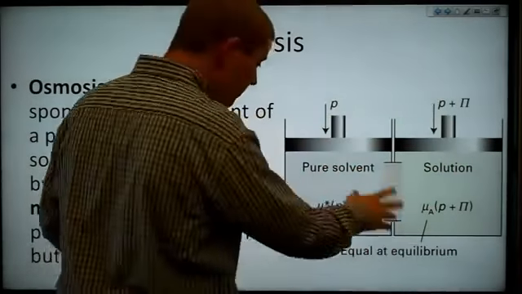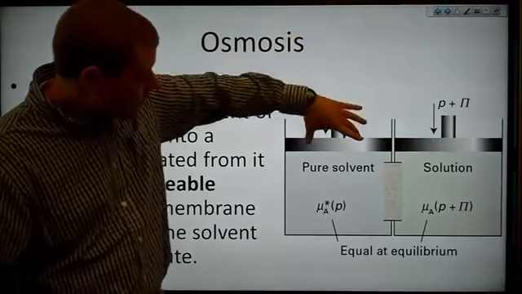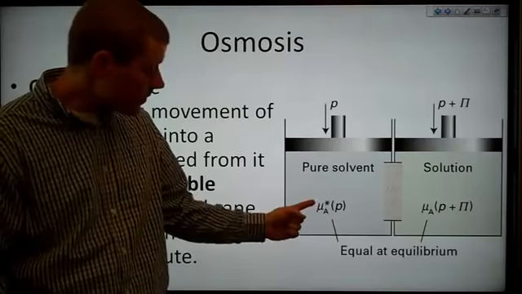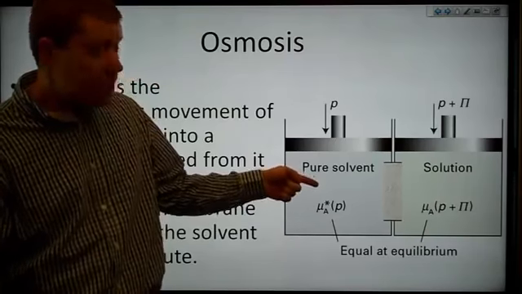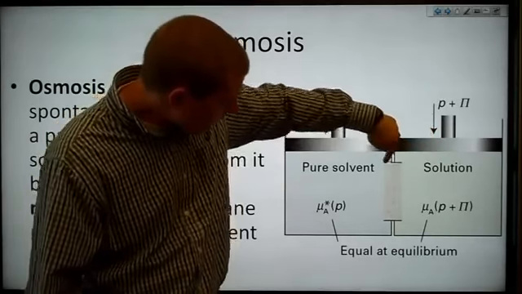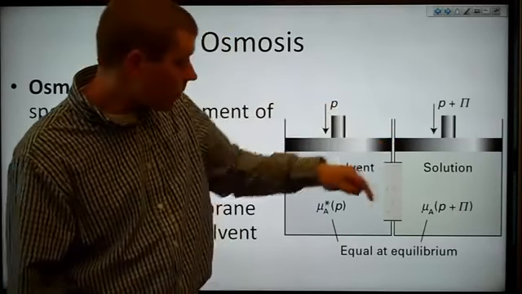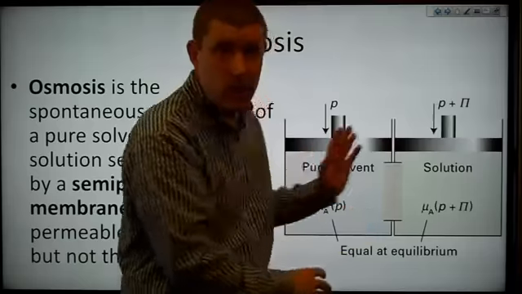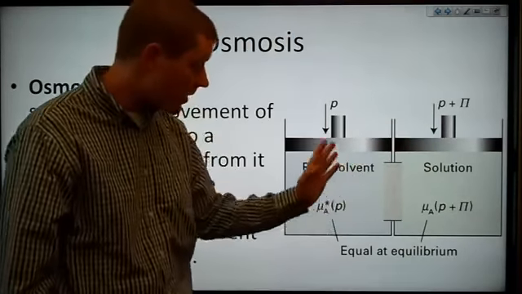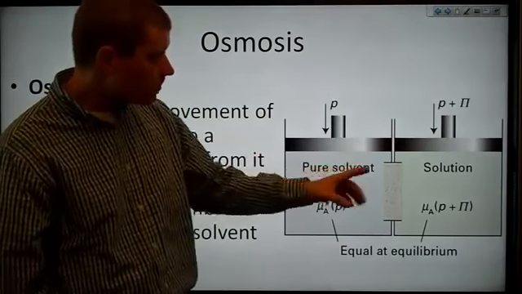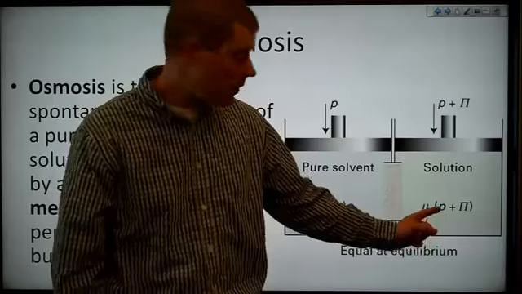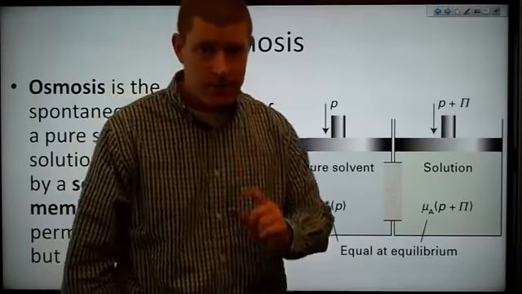So let's look over here. On the left, we have some pure solvent at some chemical potential, chemical potential of A star, at some pressure, P. And over here, we have a solution. In between, we have some semi-permeable membrane. We're allowing our solvent to go back and forth. It can move to the right, it can move to the left. Our solute has to stay on the right side, it can't move through the membrane here. So on this side, we have chemical potential of A at some pressure P plus pi. We'll get to pi in a minute.